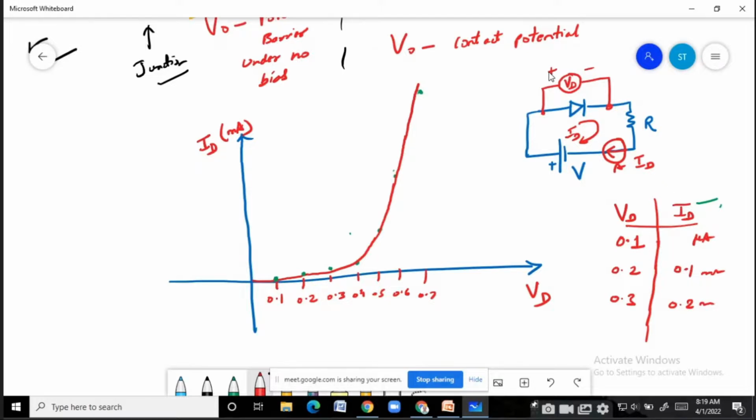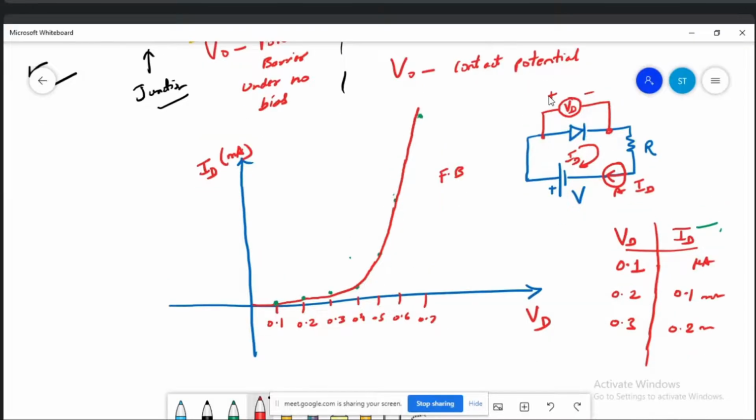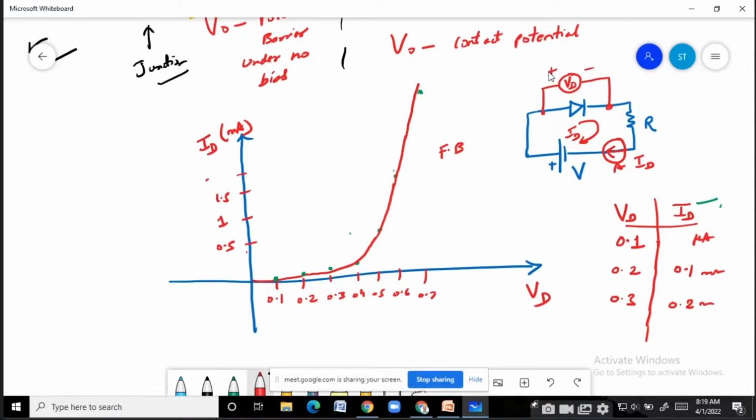In this way, you get your characteristic in the forward bias region. This is the characteristic in the forward bias region, and here the current is in milliamperes. Like here, this is 0.5 milliampere, this is 1 milliampere, then it becomes 1.5, 2, 2.5, like this it will go, and here you can find somewhere around 10 milliamperes.